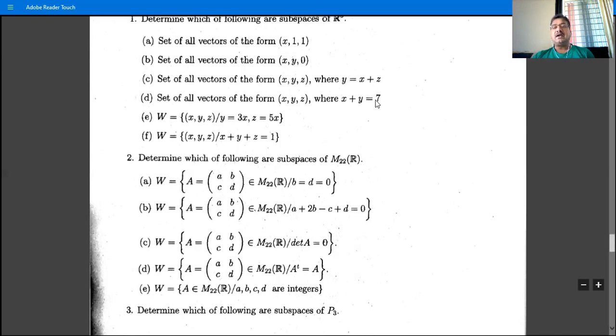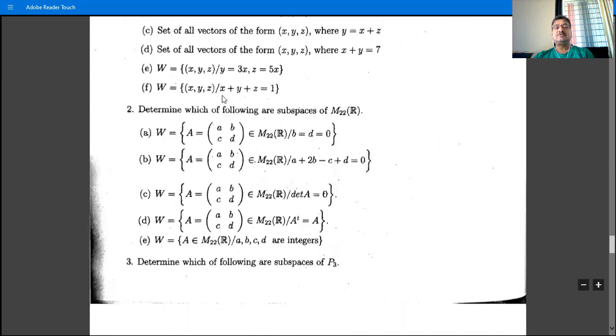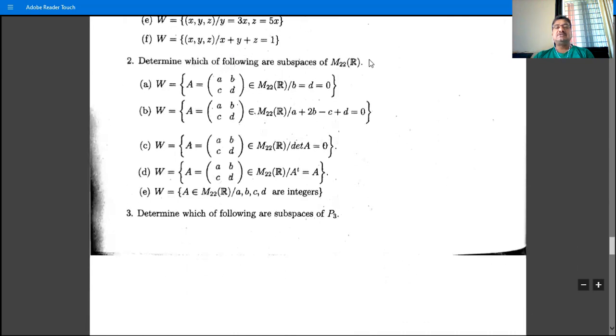Then x plus y is equal to 7. This is not a subspace. Then y is equal to 3x and z is equal to 5x. I think this is not a subspace either.